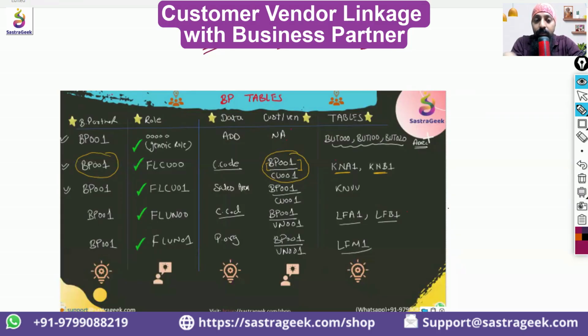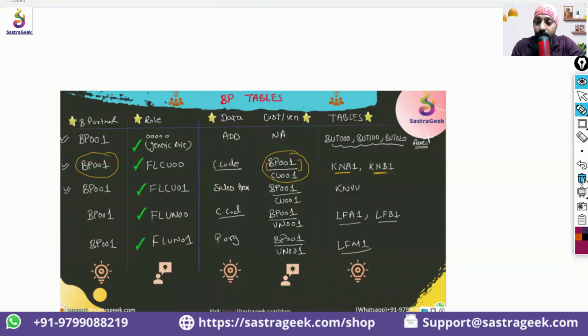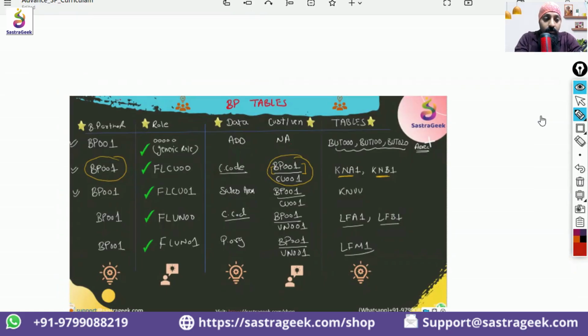Now here we are seeing that when you are creating a BP with the different roles, what would be the impact in the system, right? So first, when you are creating a business partner, let's say you are creating a business partner BP001, and you are creating with the generic role 0000.